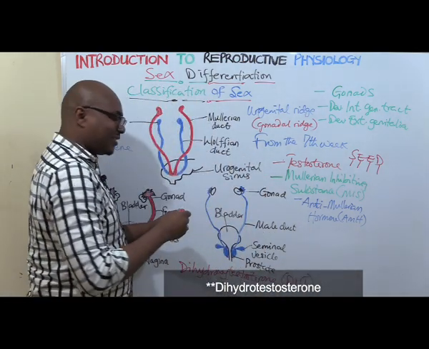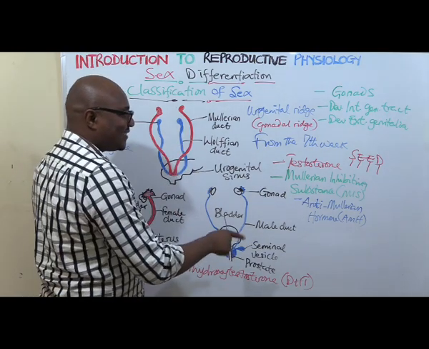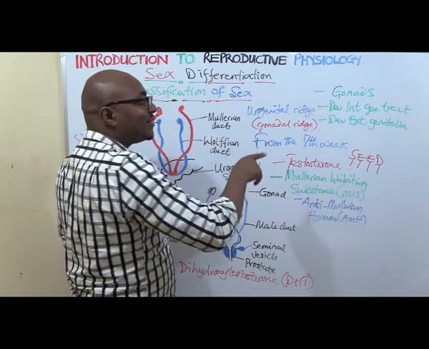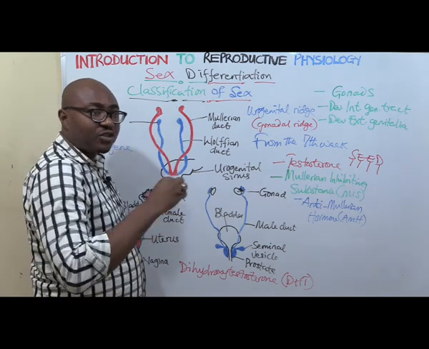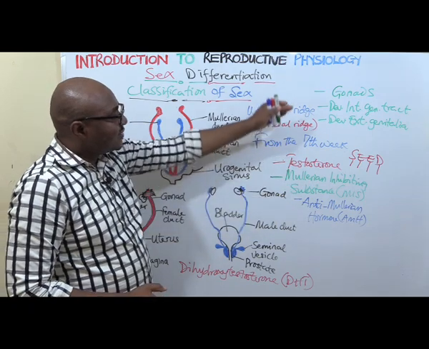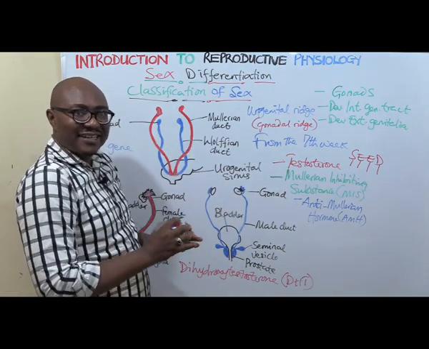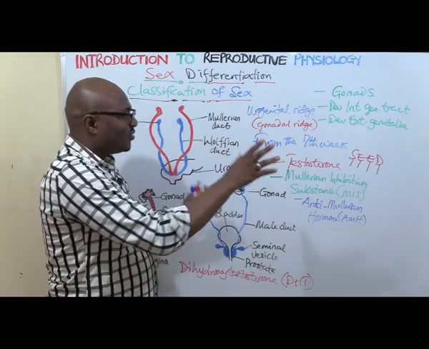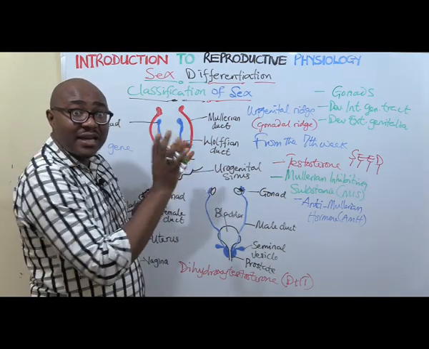So testosterone is converted into DHT. It is DHT that is necessary for the development of the penis, the external genitalia, what you can see, and the scrotum. While you may have the testis in the male, a male child has been formed, the testis is there, everything, the ejaculatory duct, epididymis, prostate, seminal vesicles are there.